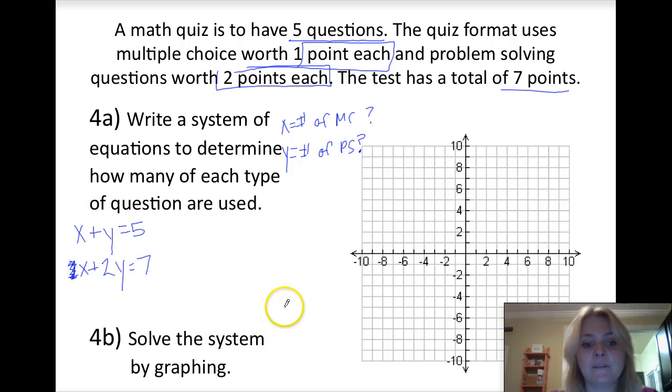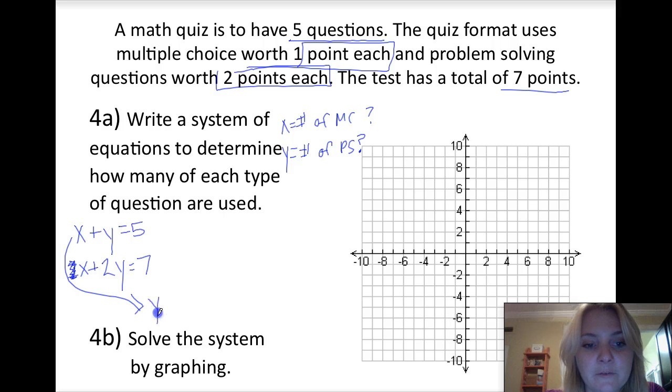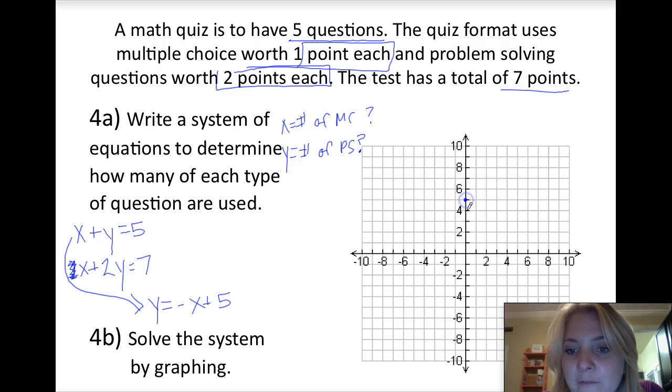For B, we're asked to solve the system by graphing, so we need to write these in slope-intercept form. Our first equation, we'll subtract x from both sides, so we'll get y equals negative x plus 5. So y-intercept 5, slope of down 1 over 1, or up 1 to the left 1. Connect our ordered pairs.